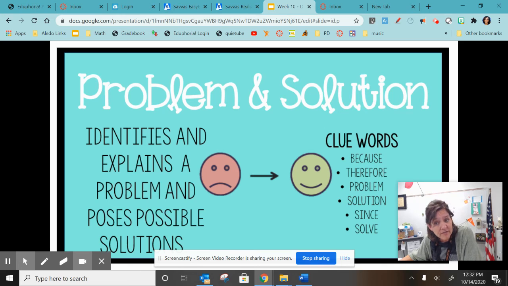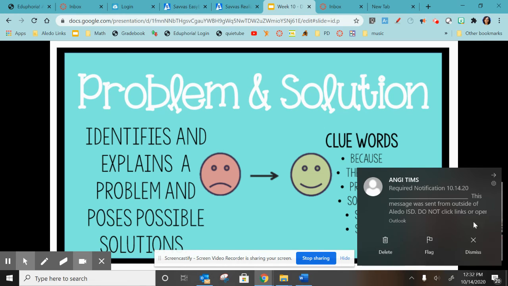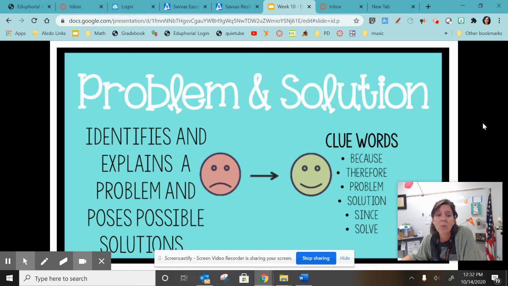Another one often that you see is problem and solution. And we're going to see this later this week when it identifies and explains a problem and then shows you possible solutions or things that did solve the problem. Clue words would be because, therefore, problem, solution, since, and solve.